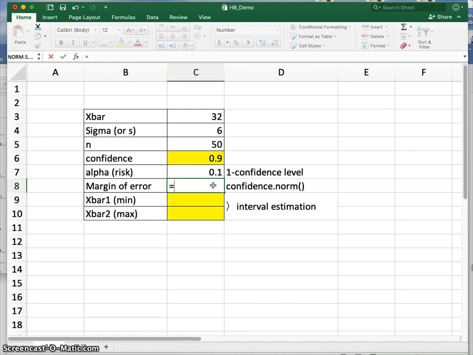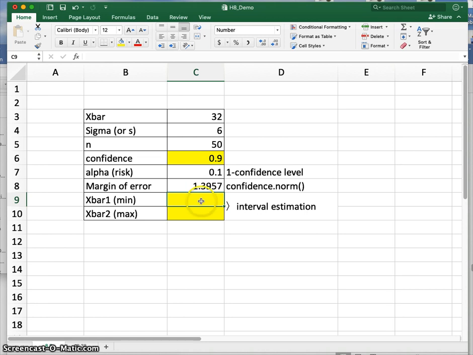This just equals confidence.norm, and it tells us what it wants. First it wants the alpha, that's our alpha, comma. Then it wants the standard deviation, which is 6, comma. And then it wants the sample size, which is 50, enter. Okay, so our margin of error is our sample mean plus or minus 1.4, roughly.